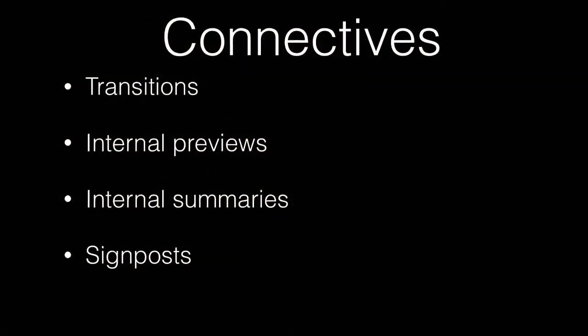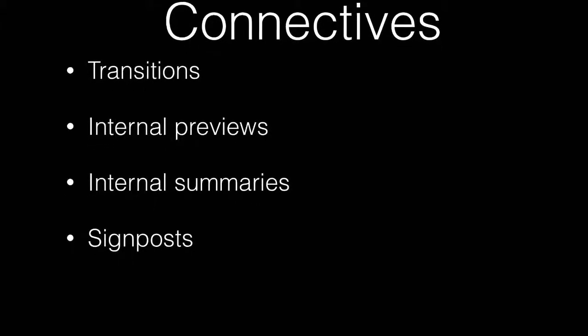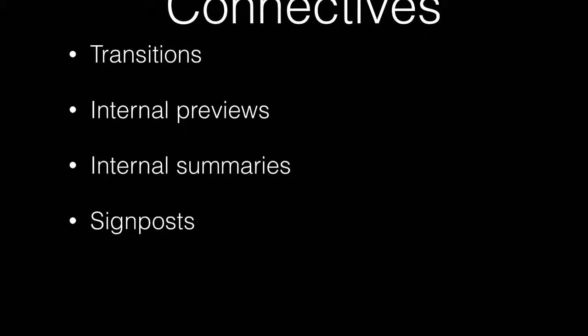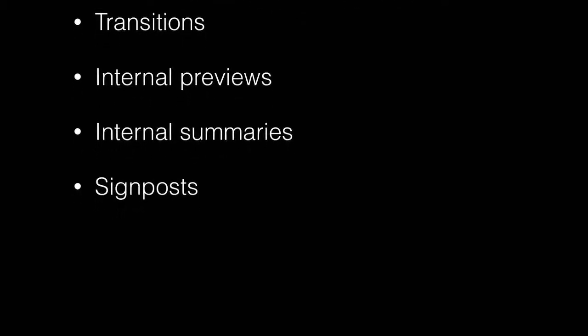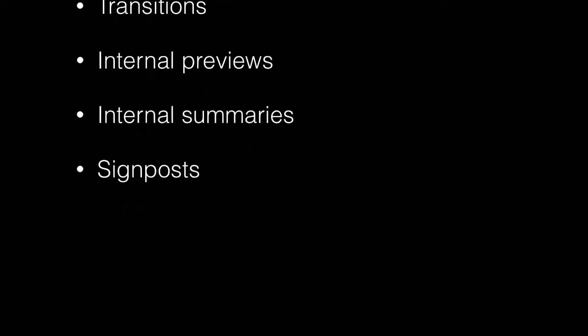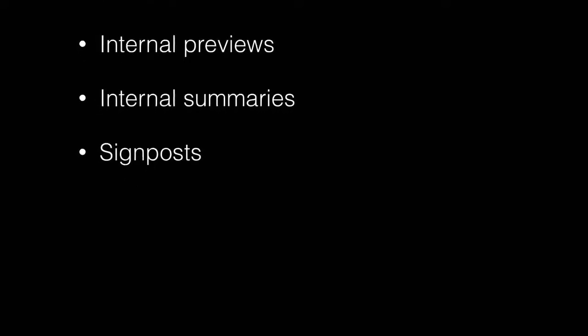The last type of connectives discussed in our textbook is a signpost. A signpost is a brief statement that indicates where a speaker is in the speech or that focuses attention to the key ideas. Signposts would include language like, the first cause of this problem is, the second cause is, the third cause is, or finally, let me discuss. All of these indicate where you are in the overall scheme of things.